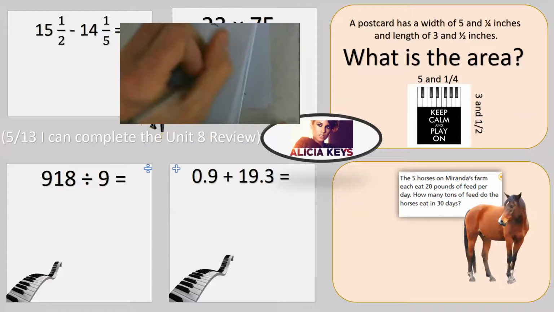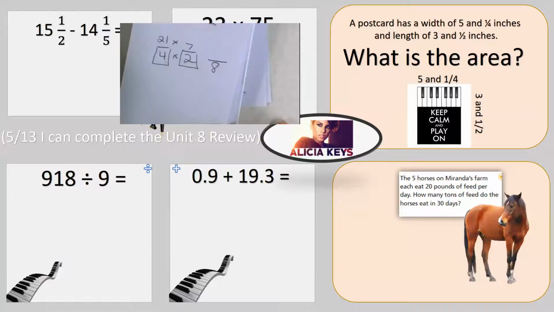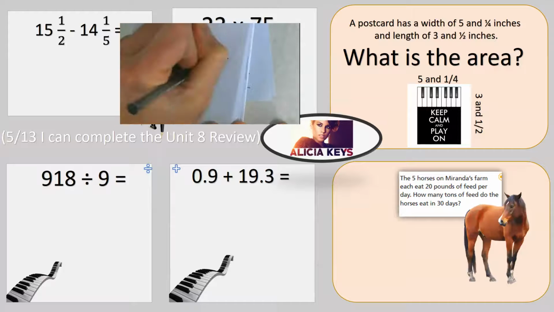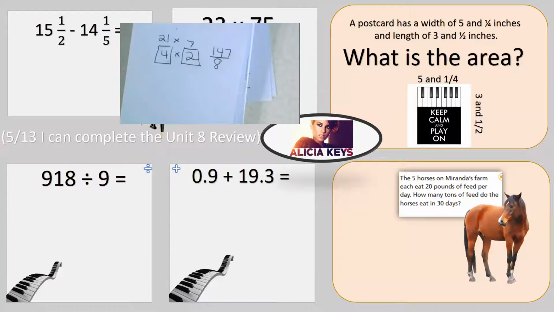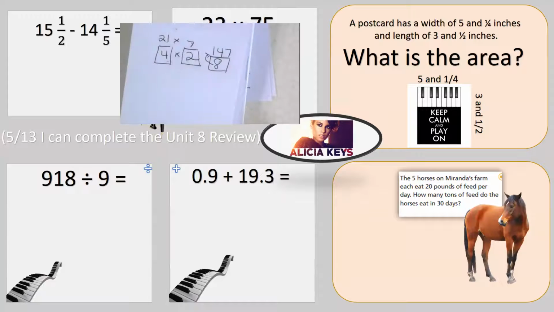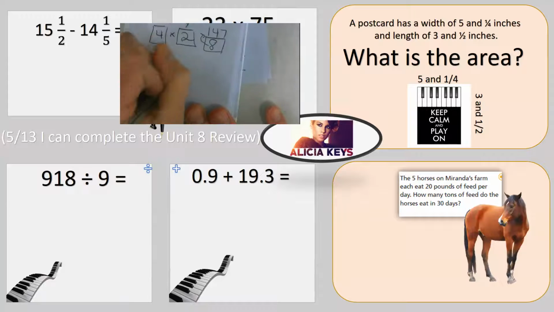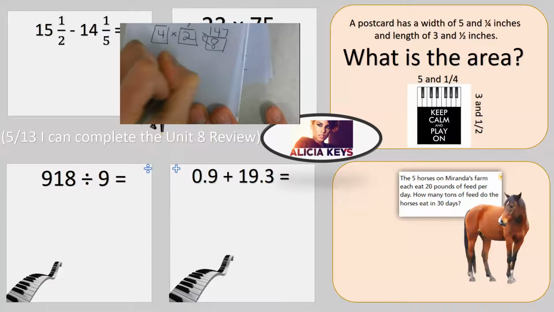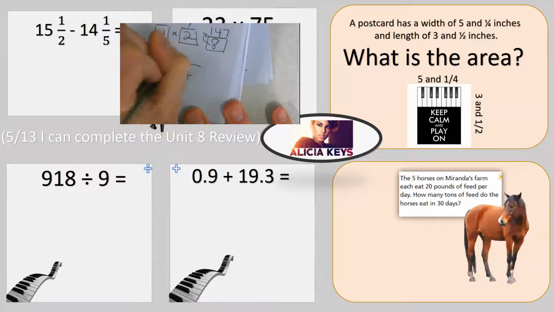4 times 2 is 8. And then 7 times 20 is 140. 7 times 1 is 7, so 147. 21 times 7 is 147. Now we have a very improper fraction. How do I know? Because they're eighths. It only takes 8 to make a whole. Let's see how many wholes we got. 147. How many 8s can you pull out? Well, 8 goes into 14 one time. There's 6 left over.